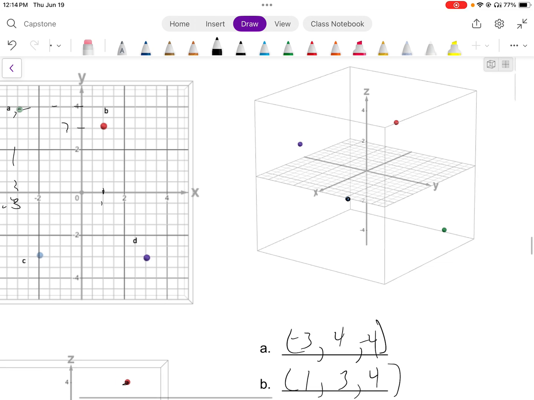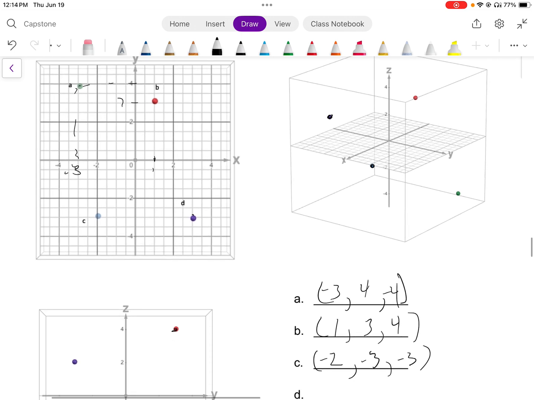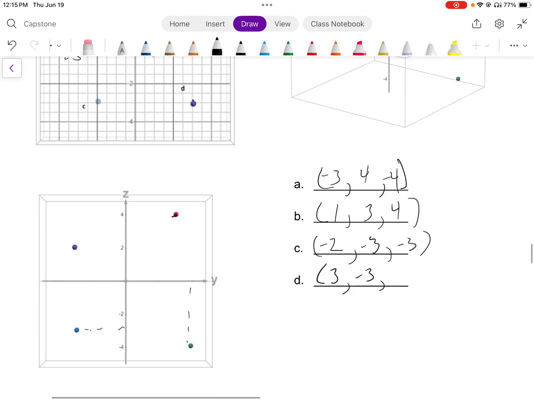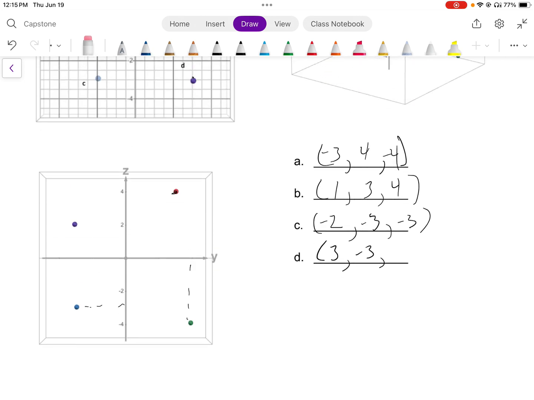It's over here. Okay, positive z, looks like a positive x, and a negative y. So D, positive x 3. We got -3 for y, and for z, we have -3. Nope, looking at the wrong one. Positive 2.